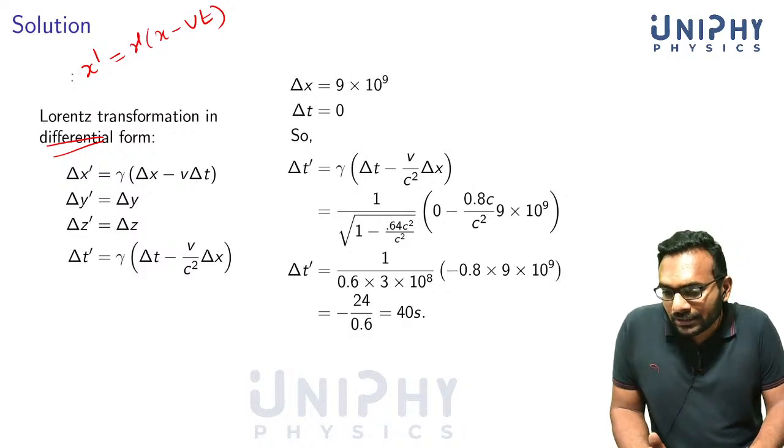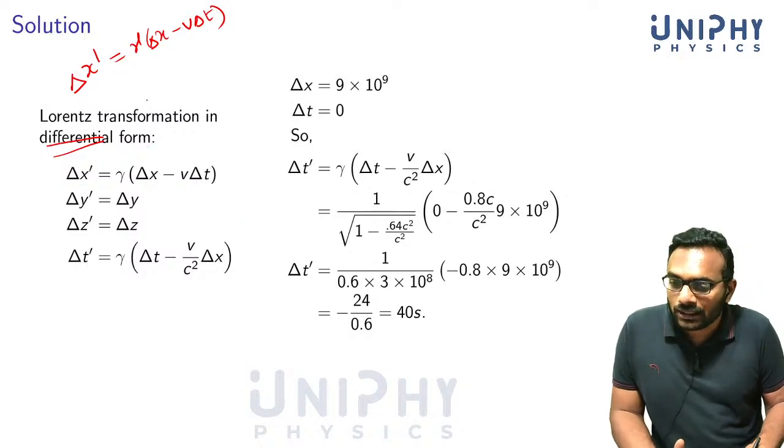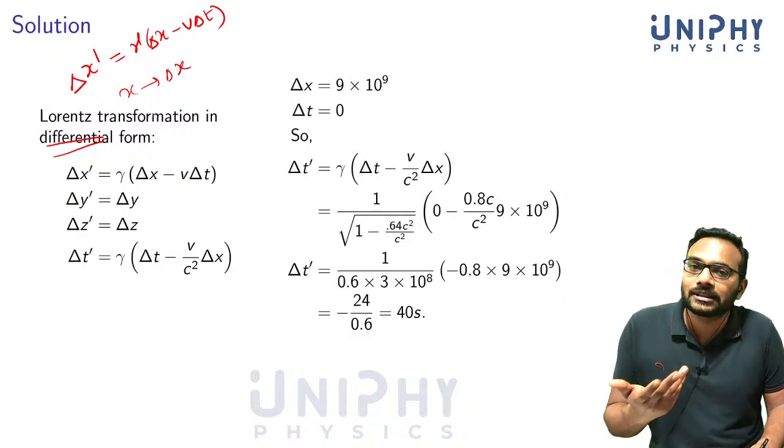Now, in order to get the differential form, you just put a delta here or d here. Why does it happen? Because we know that Lorentz transformations are linear transformations. So if you just substitute x by delta x, etc., you will get the corresponding differential form.